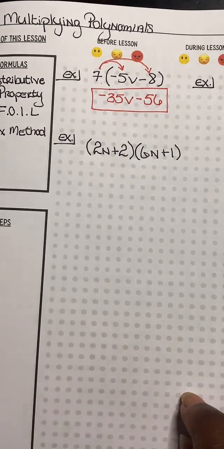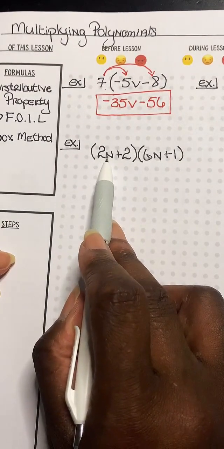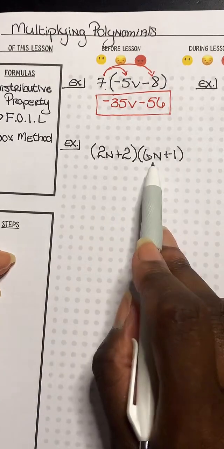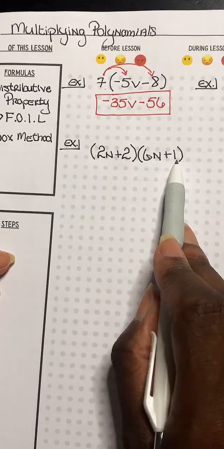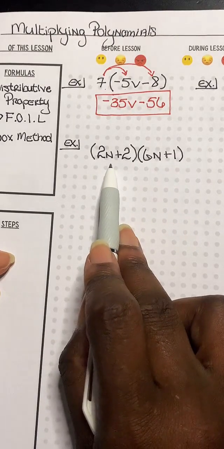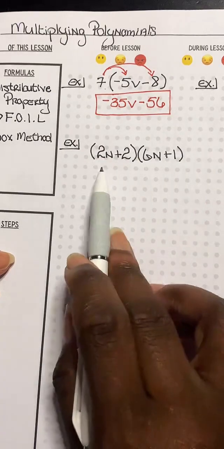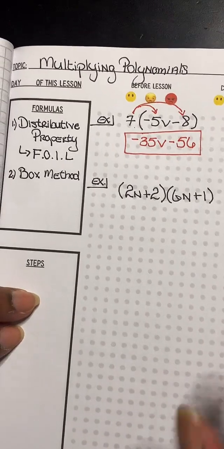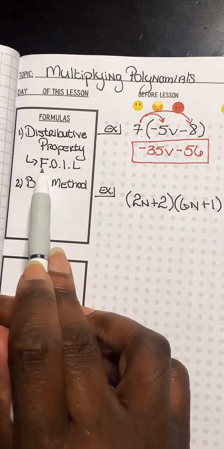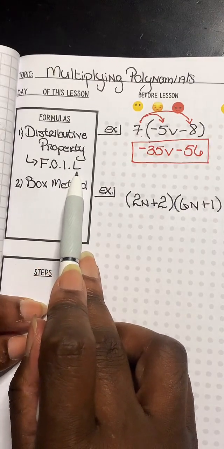All right. So now, we have 2n plus 2. So we have a binomial. And we have 6n plus 1, another binomial. So we have a binomial being multiplied by a binomial. Now, this is when a lot of teachers like to say you're going to do FOIL. So you have to do the first, the outer, the inner, and the last.